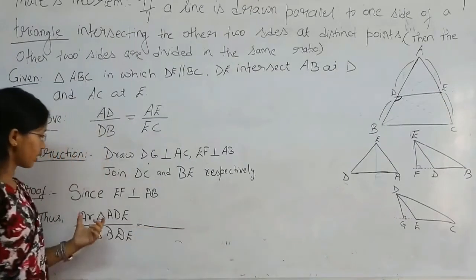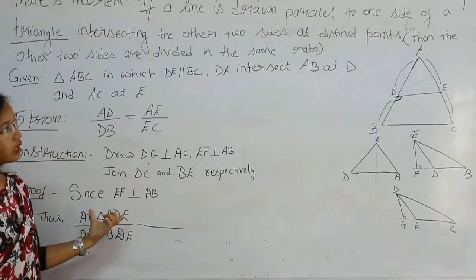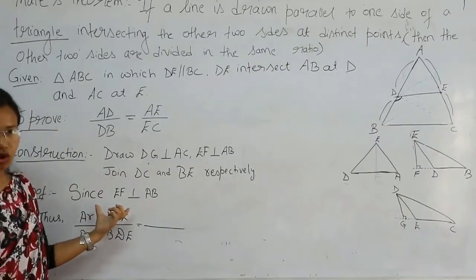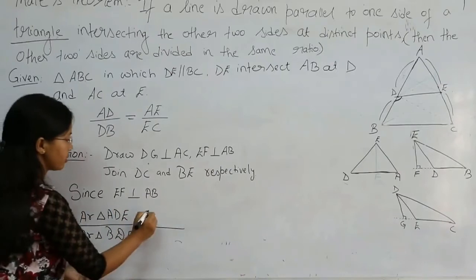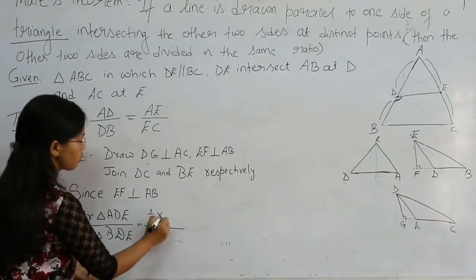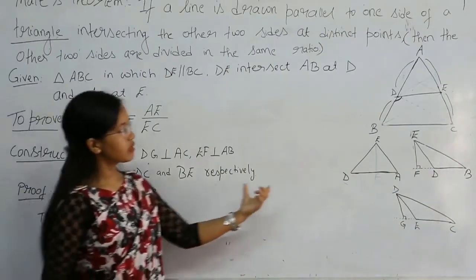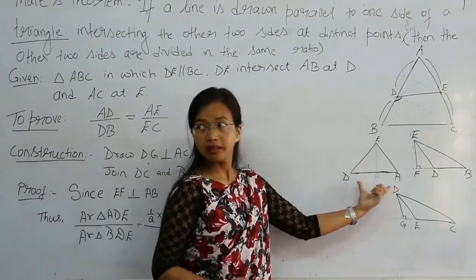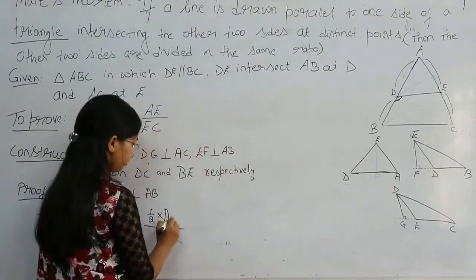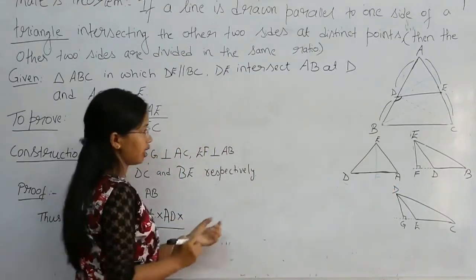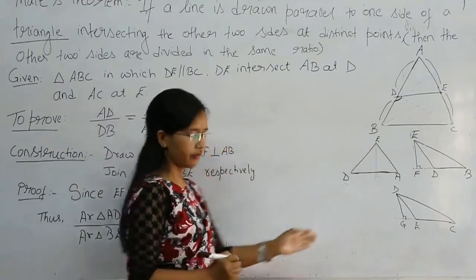So first, what is the area of triangle ADE? It is half base into height. So what is the base? The base is AD. Half AD into height. The height here is EF.